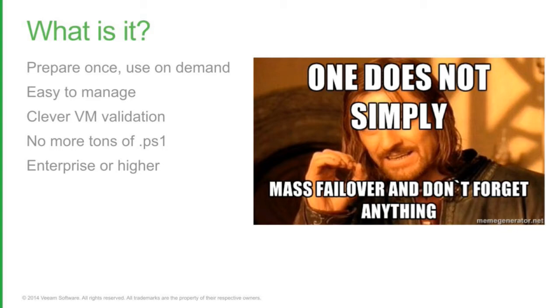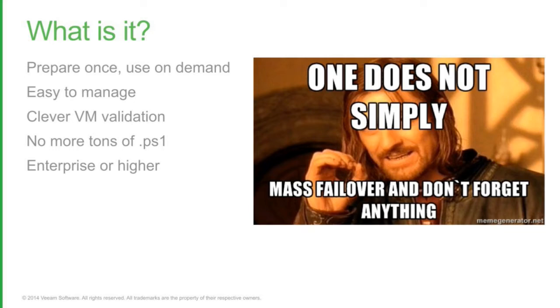We perform the batch failover operation, so it is always ready to use. You prepare it once and you can use it on demand when your production is down. It is very simple. You just need to click failover and failover starts. All your machines fail over, and you can also undo failover for all the VMs. So you don't need tons of PowerShell scripts for performing such a batch operation. It's a pretty simple tool, and we made it for our customers. It's available on Enterprise license or higher.